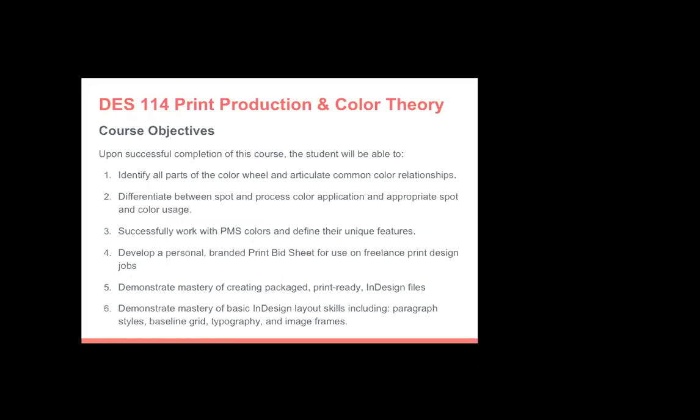All right, so as we go forward here, let's look at the course objectives, and this is basically what we're going to be accomplishing after the 4 weeks of this class. When you're done with this course, you should be able to identify all parts of the color wheel and articulate common color relationships, differentiate between spot and process color application and appropriate spot color usage. You can successfully work with PMS colors, that Pantone Matching System is what that stands for, and define their unique features.